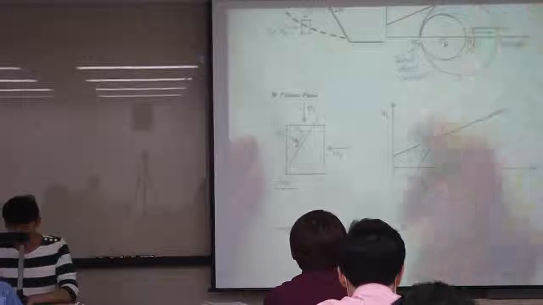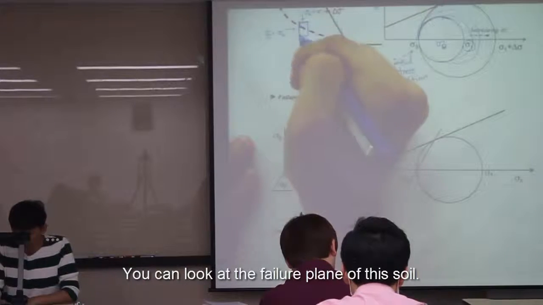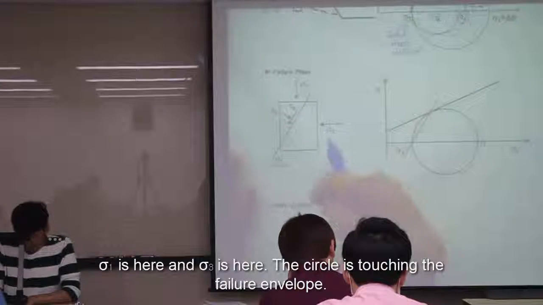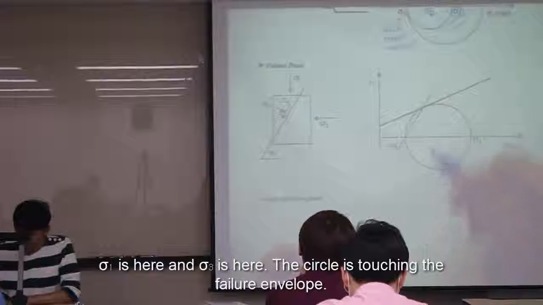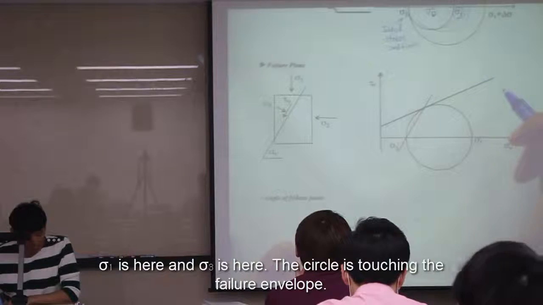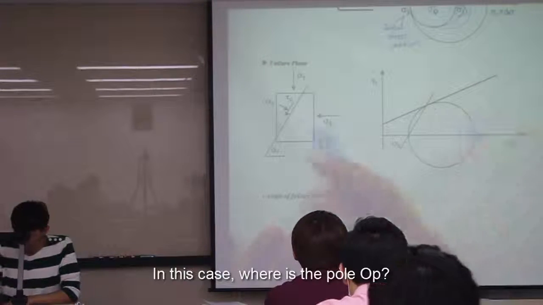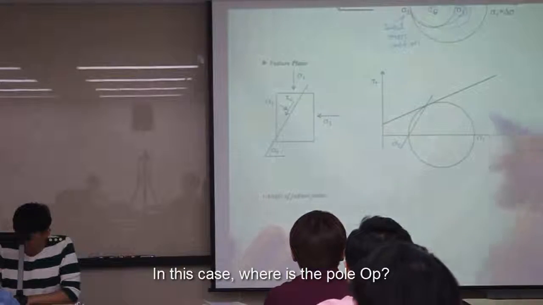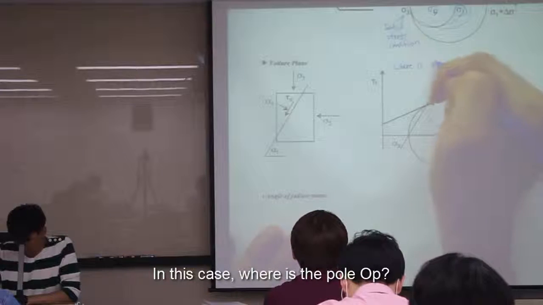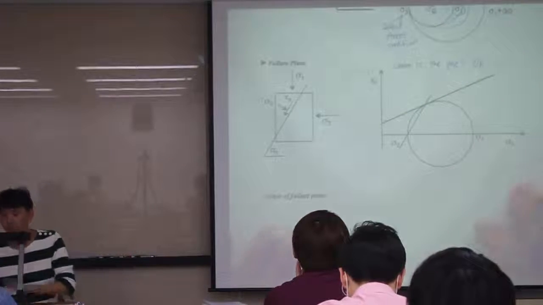Then we can look at the failure plane of this soil. So here, if you have a failure plane like this, then sigma 1 is here, sigma 3 is here, and the circle is touching this Mohr-Coulomb failure envelope. Then, in this case, where is the pole? Find the OP.